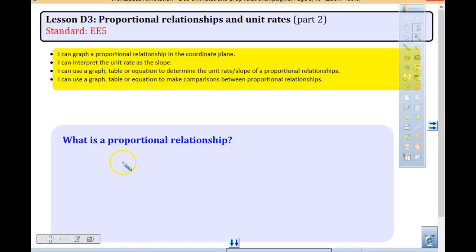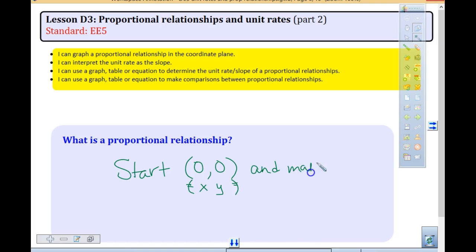So if something is proportional, it must start at what point? 0, 0. When we write an ordered pair, it's really important that you put these parentheses because this tells me this is my x coordinate and this is my y. Okay? So when you are looking at it, it has to start at 0, 0 and make a straight line.